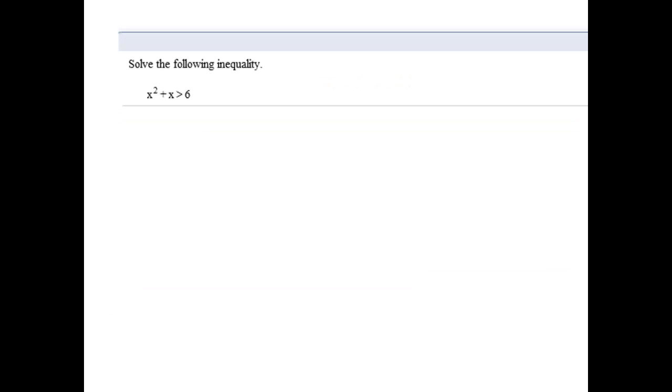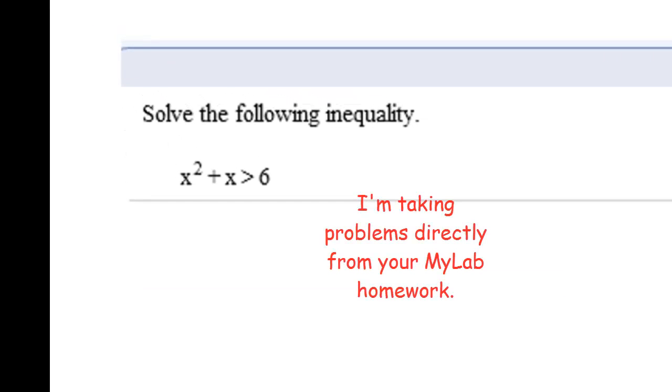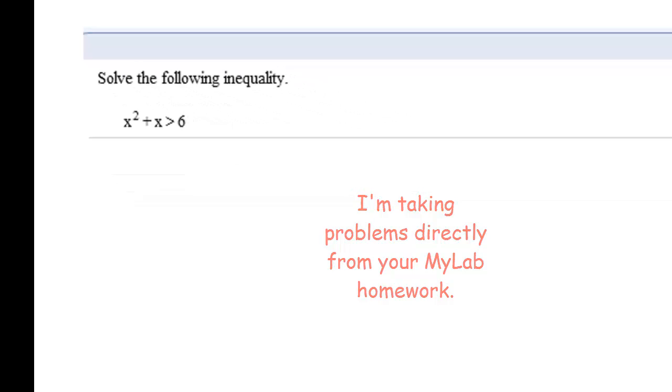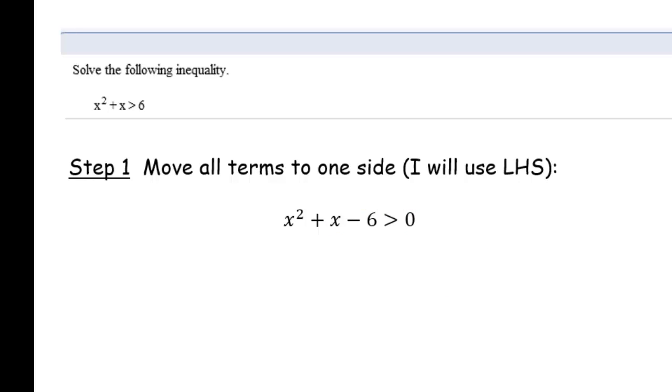Okay, so our first problem, solve the following inequality. X squared plus x is greater than 6. Step 1, move all the terms to one side. You can use the left-hand side or the right-hand side. I usually move all the terms to the left, and I call that LHS for left-hand side. The important thing is you have 0 on one side, and we've got that.